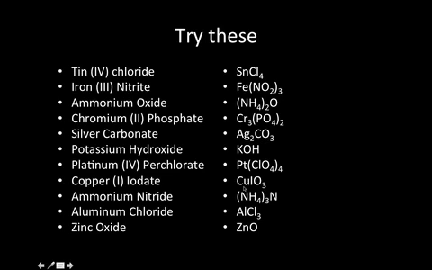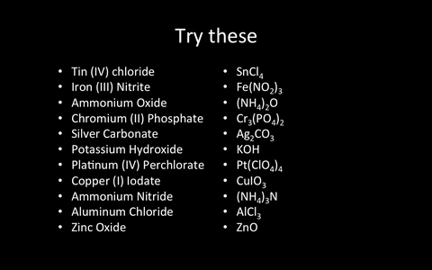Potassium hydroxide. Platinum 4 perchlorate. Copper 1 iodate. Ammonium nitride. Notice it's IDE as in nitride, not nitrate. So we have just N with a -3 charge. We have to have 3 ammoniums to get there. Aluminum chloride, and then we have zinc oxide. Zinc is always +2. So that takes us all the way through the ionic compounds.